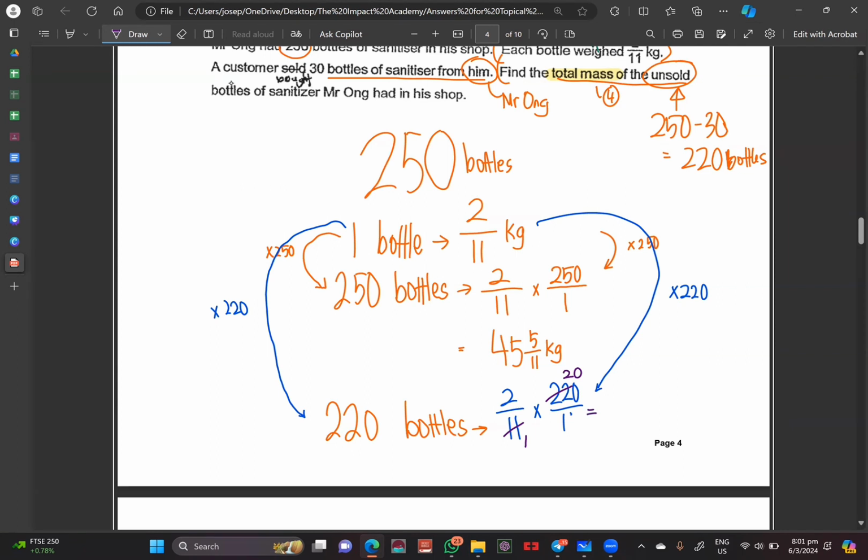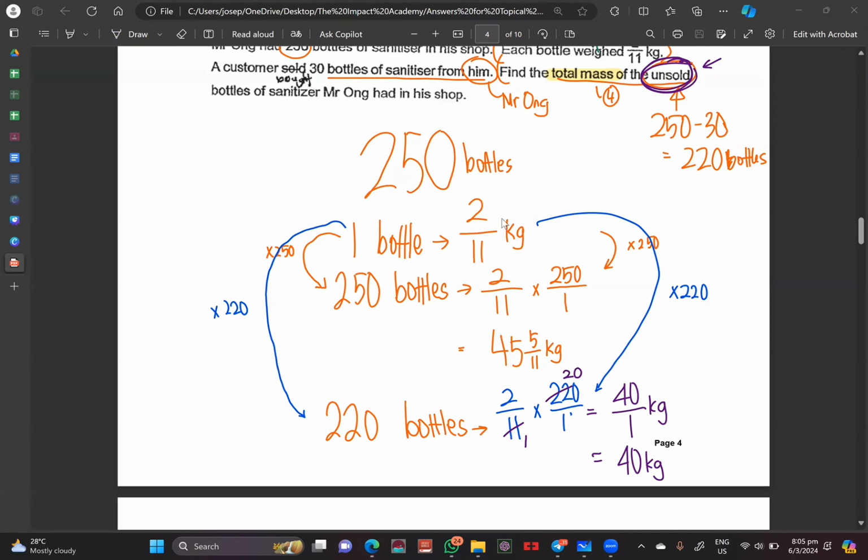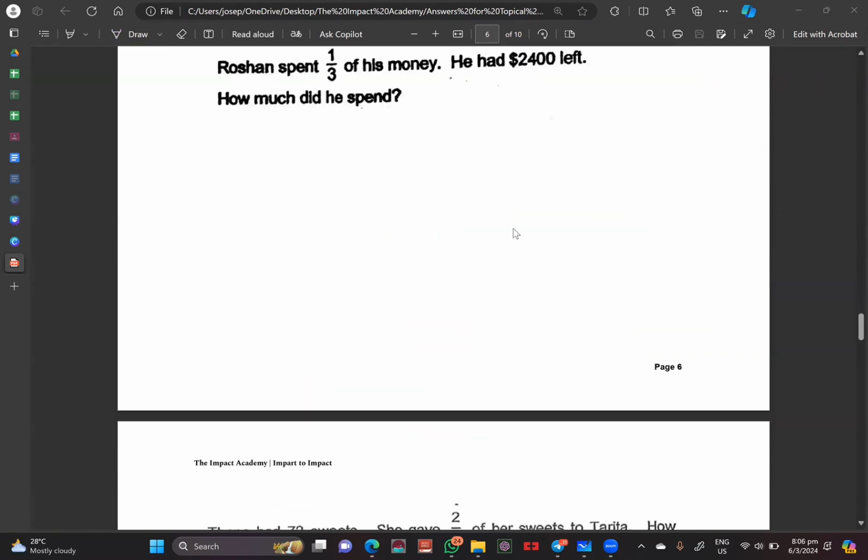So over here, you do the numerator. So 40 over 1 kg. Of course, you write it as 40 kg. All right, so this is the mass that is what we call unsold. Unsold means still with Mr. Ong in his shop. Okay. Now, we are going to move on to page number 8.